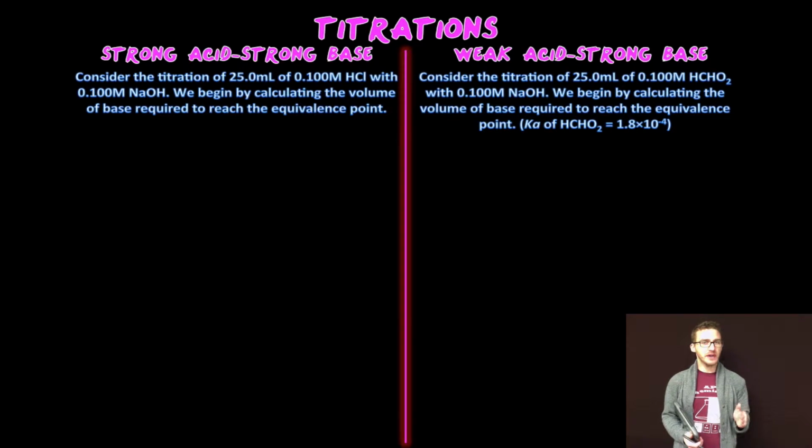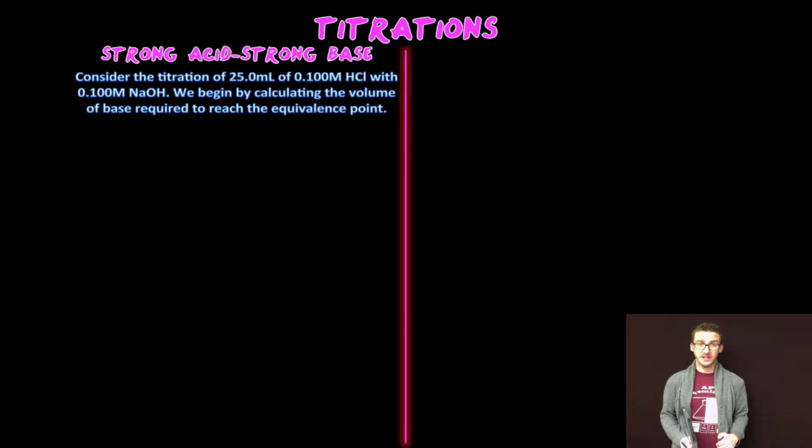First, for a strong acid, strong base titration. And then I'm going to walk you through how to calculate the pH for a weak acid, strong base titration. So let's start with the strong acid, strong base titration. We're going to titrate 25 milliliters of a 0.100 molar HCl solution with 0.100 molar sodium hydroxide.